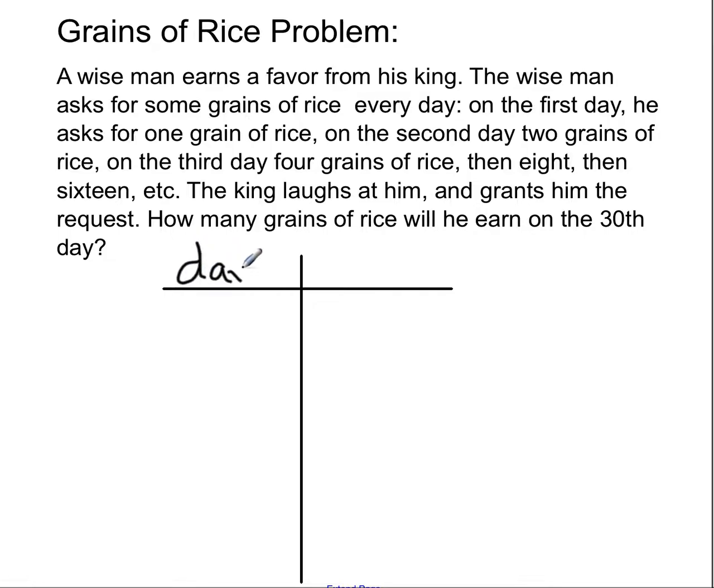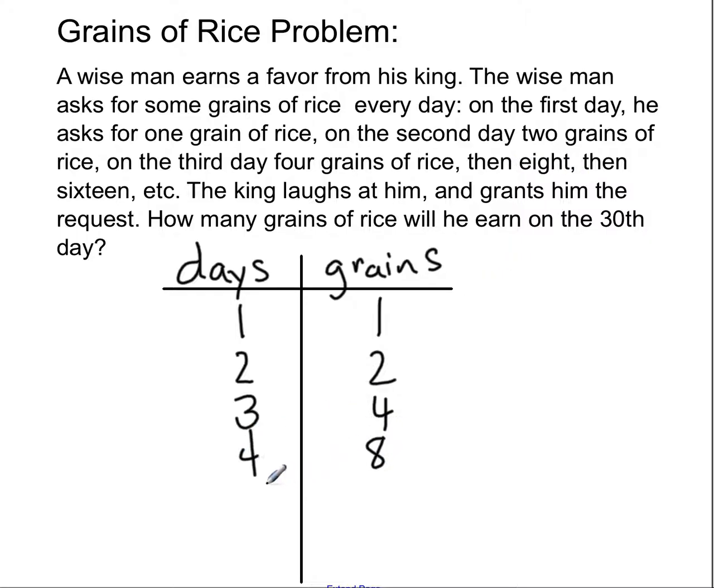So if I'm going to put this in a chart. On the first day, so day 1, he asks for 1 grain of rice. On the second day, 2 grains of rice. On the third day, 4 grains of rice. Then 8, then 16. So on the 4th day, he gets 8, and on the 5th day, he gets 16, etc. Can you see the pattern? He goes from 1 to 2 to 4 to 8 to 16. So he's doubling his grains every day. The king laughs at him and grants him this request.